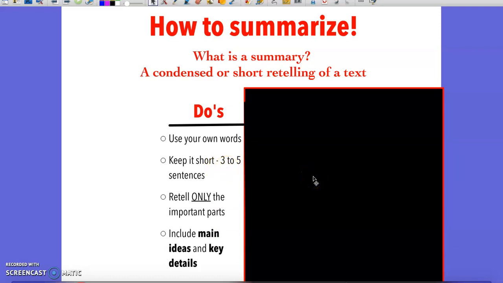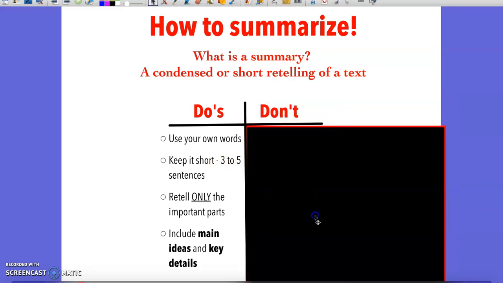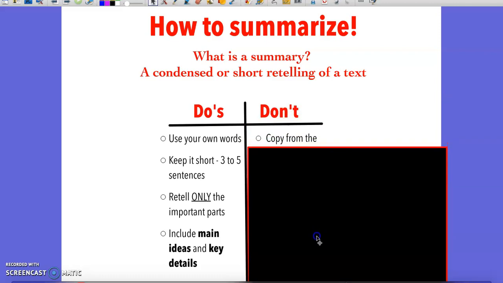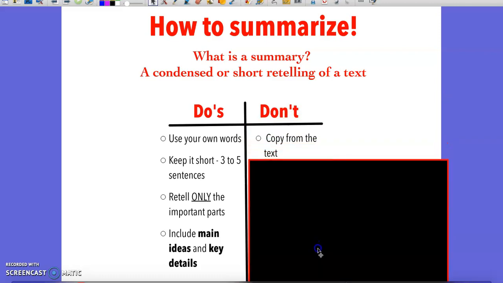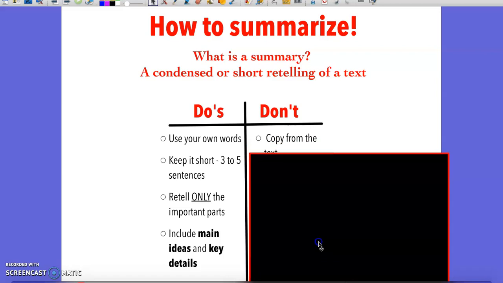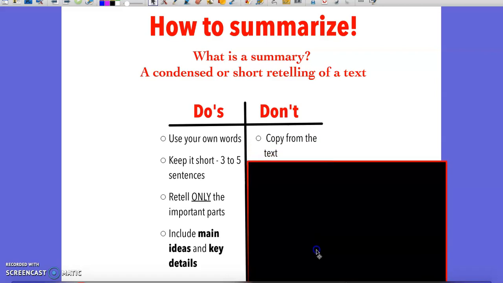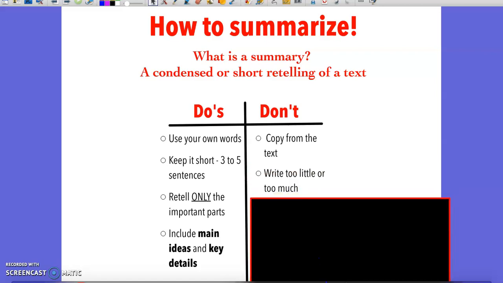Okay. So now that we know what to do, here are some things that we don't want to do or we would like to try to avoid. We do not, again, want to copy from the text. Don't write what the author has written. Use your own words to retell the story. You don't want to write too little. You don't want to write as little as a main idea sentence, but you don't want to write as much as a full-blown page or multiple paragraphs. Keep it to the 3 to 5 sentences.